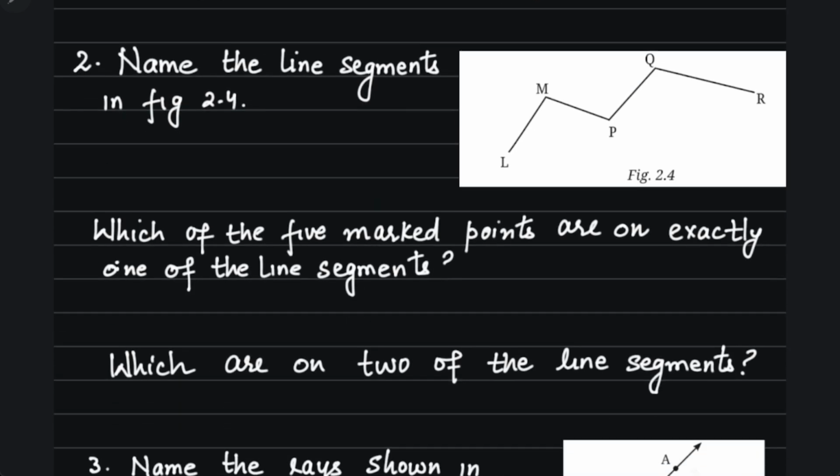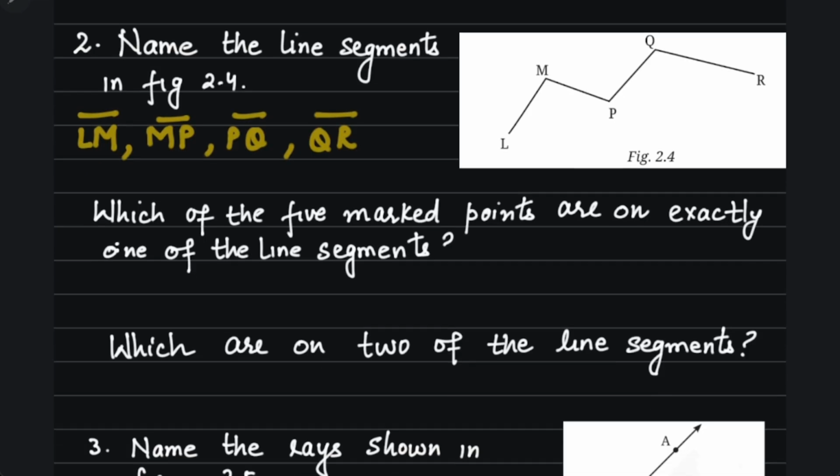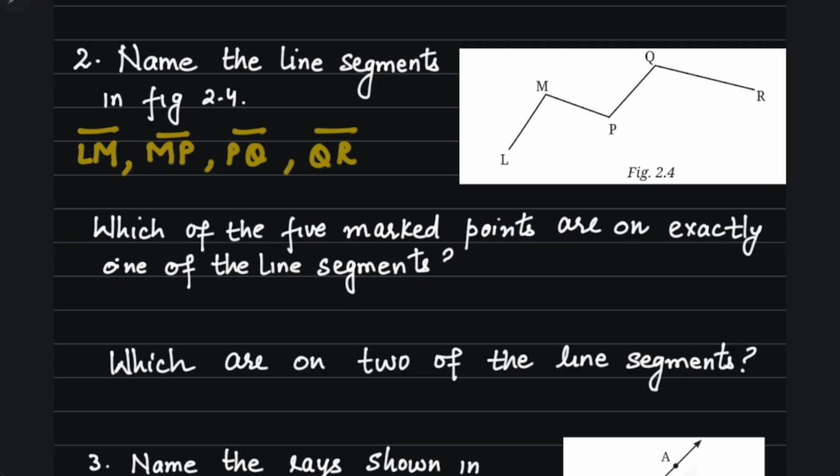Now the second question is, name the line segments in figure 2.4. So the first line segment is LM. A line segment is denoted by a bar on top. Second is MP. Next is PQ and QR. Or vice versa, you can also write RQ, QP, PM, ML. Which of the 5 marked points are on exactly one of the line segments? You can see M is twice, in LM and also in MP. Similarly, P is in two line segments, Q is on two line segments.